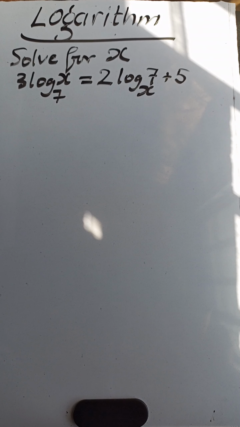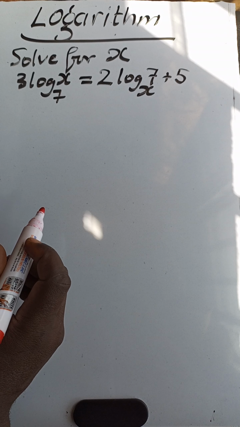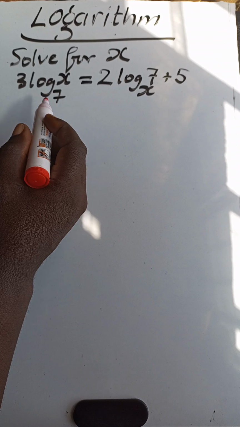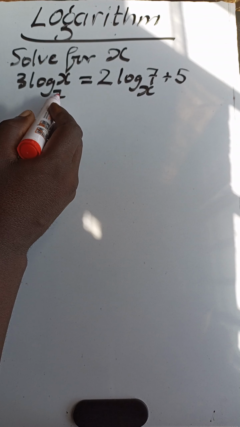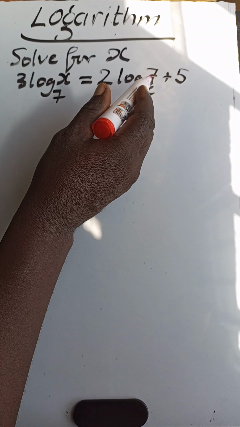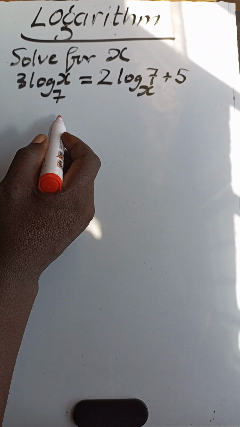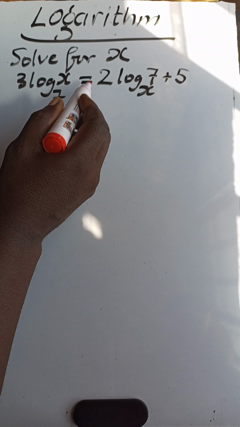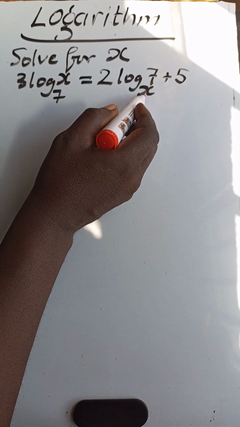Hi, welcome to this tutorial where we are asked to solve for x. Here we have an equation involving logarithms: 3 log x base 7 is equal to 2 log 7 base x plus 5. Take note, we have here log x base 7 and we have here log 7 base x.